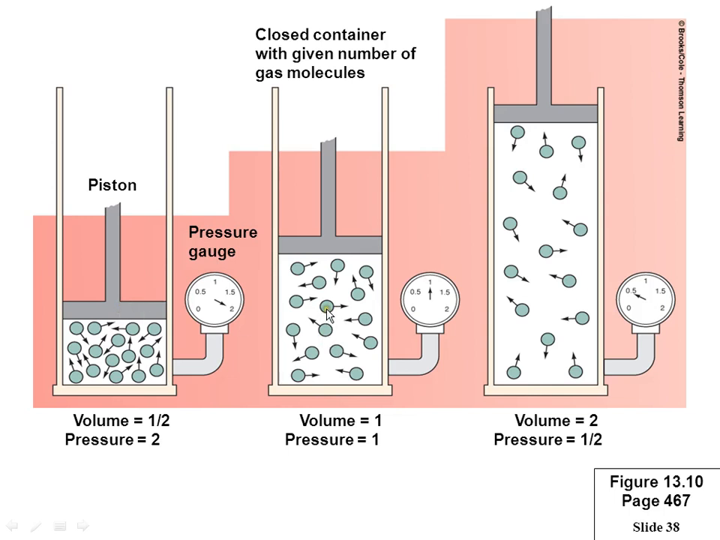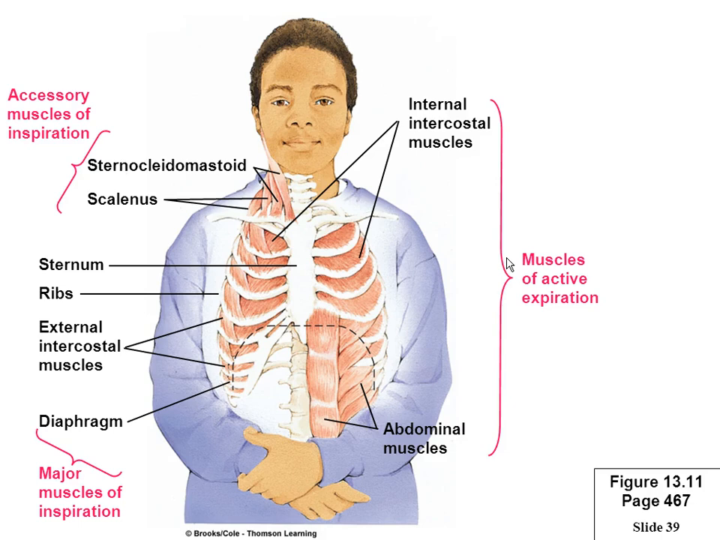If you take those same molecules and you pull this chamber open, you make more space for it. What do you do to the pressure on the inside? You make the volume bigger, you take the pressure off the molecules. So if you double the size of the container, you have half the pressure in it. Your lungs manipulate that with skeletal muscles.